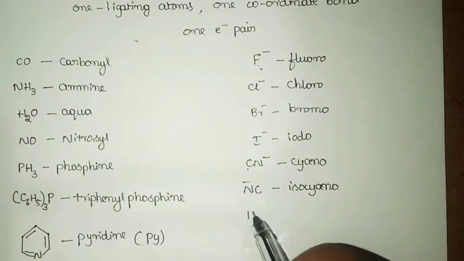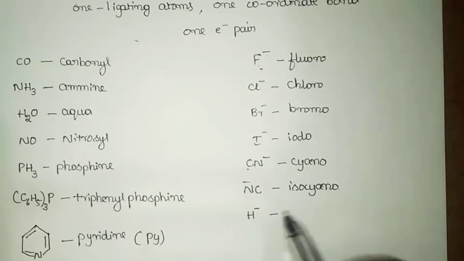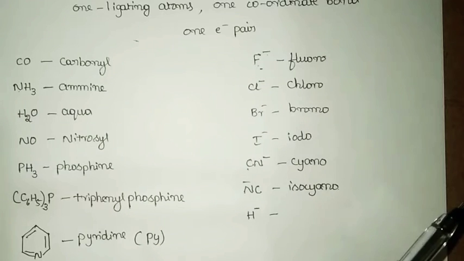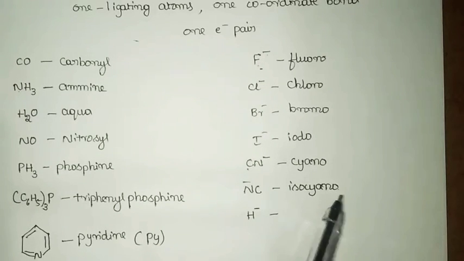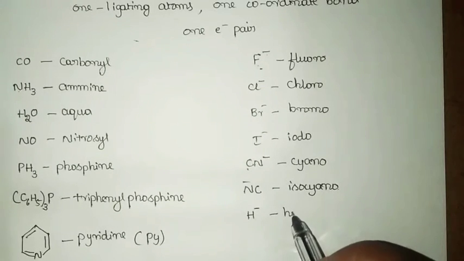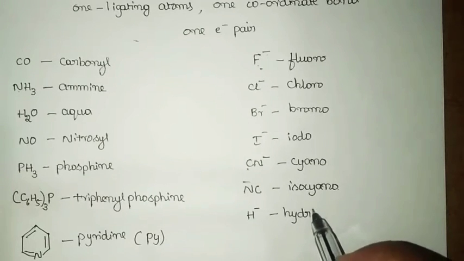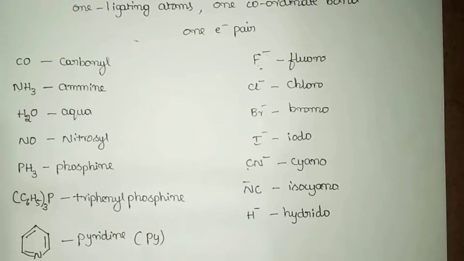Then H minus. We know that H minus is called hydride. Whenever hydrogen exists in the oxidation state of -1, we call it hydride. The last letter E is replaced with the letter O, so hydride will change into hydrido.